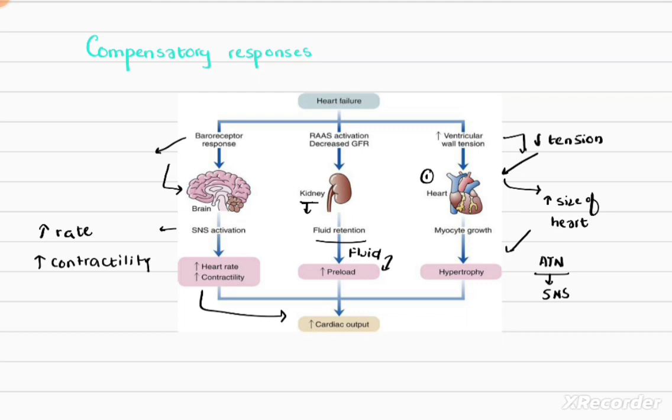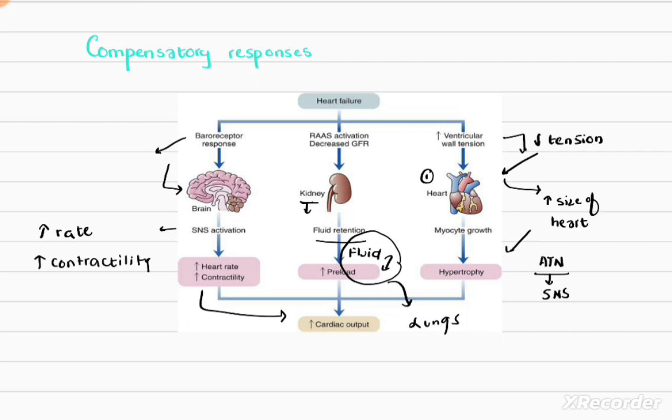Let's say that there is increased fluid retention in the body. This increased fluid will go into the lungs and into the extracellular spaces, and it will cause pulmonary edema. It will cause edema in the body, and the patients will experience the symptoms of dyspnea and fatigue. So initially the compensatory responses do good to the body, but after some time they become very detrimental to the body.